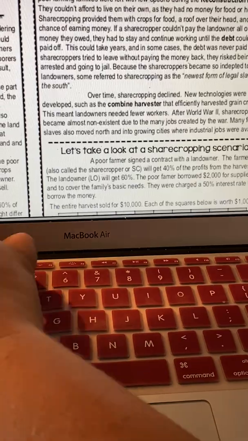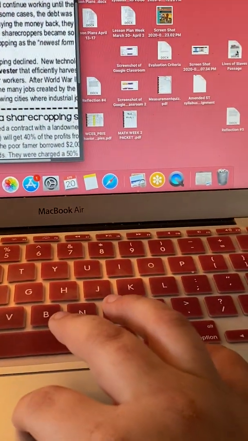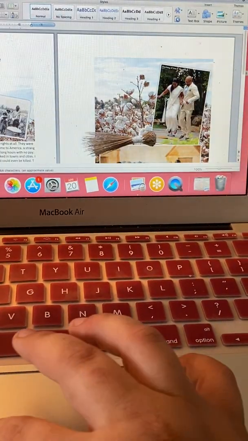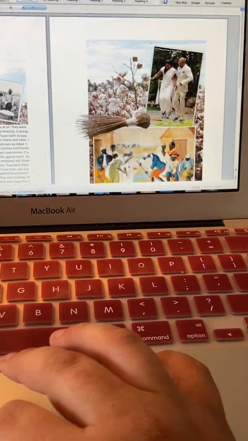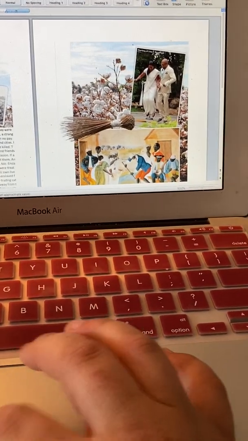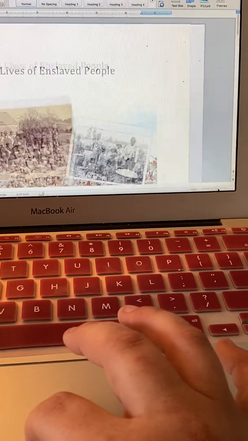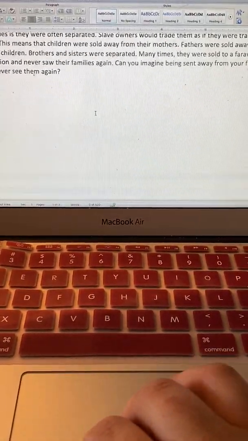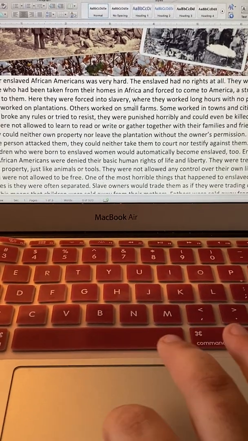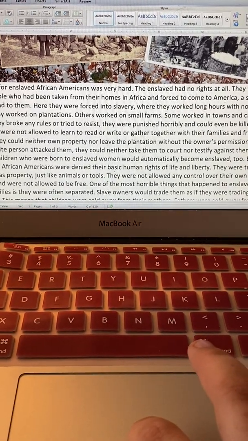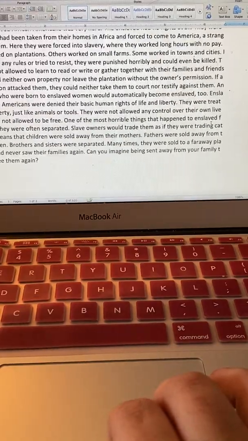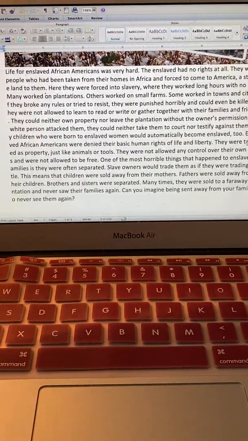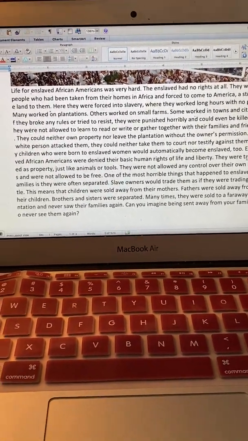Okay, so let's go and read about the lives of slaves. So remember, slavery was before sharecropping, and this was just a main review of slavery. So, let me zoom back out just a little bit. Alright, so life for enslaved African Americans was very hard.